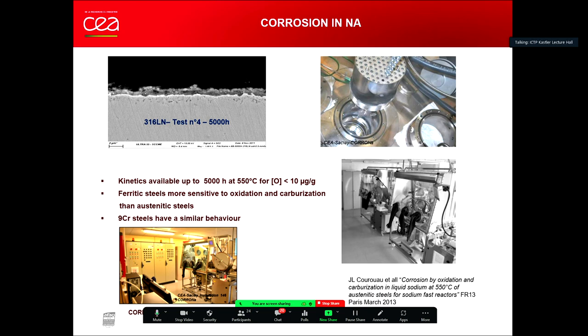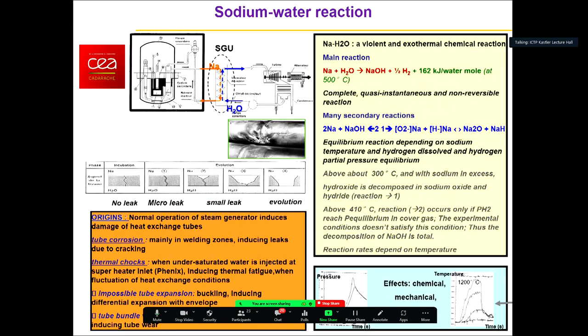Jean-Louis Courreau, the name of this researcher, has done a lot of activities related to corrosion. Some corrosion studies are carried out in the so-called Corona facility. In fact, here you can see small vessels in which we have sodium, control of the oxygen, and the possibility of rotation in order to simulate realistic conditions.